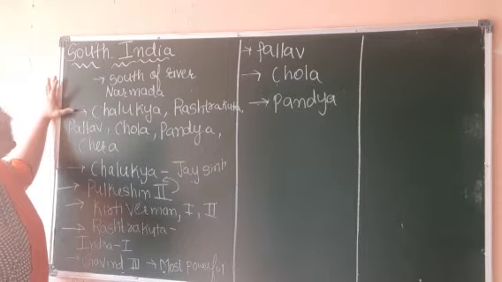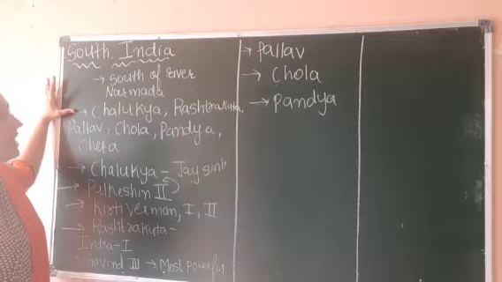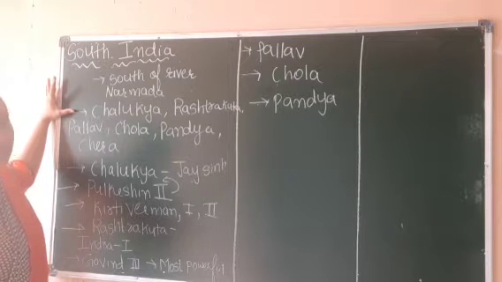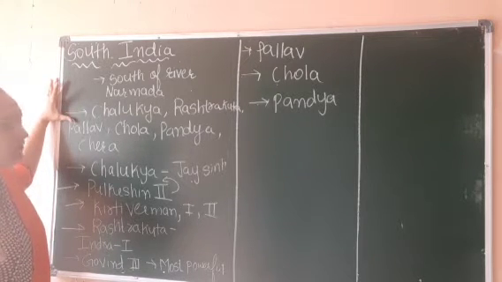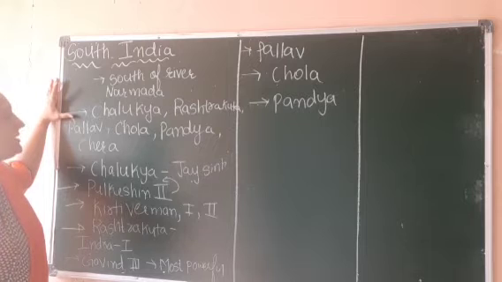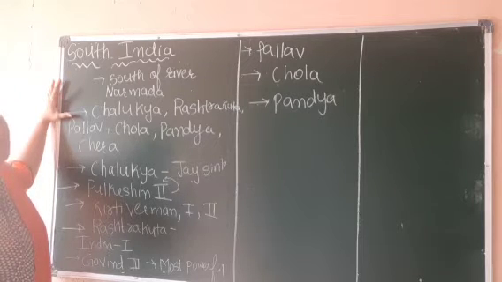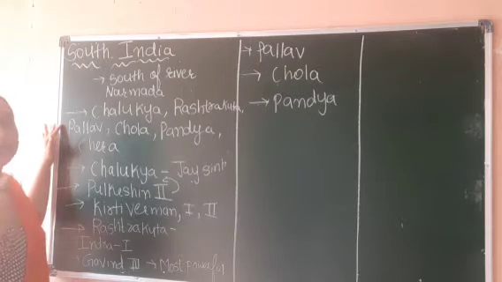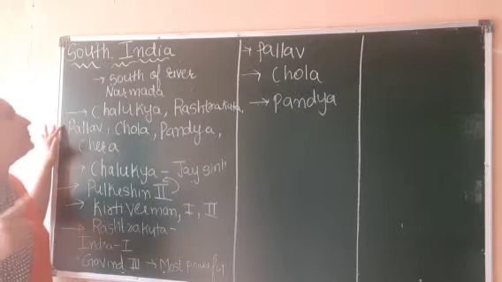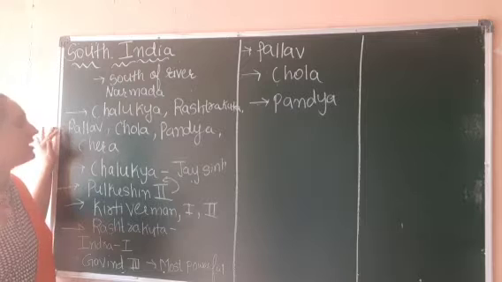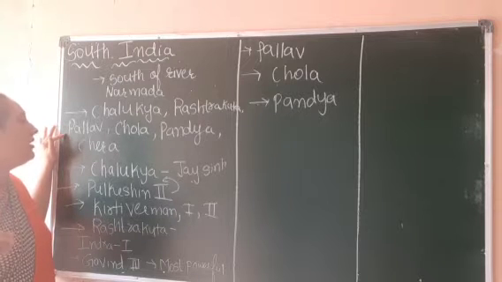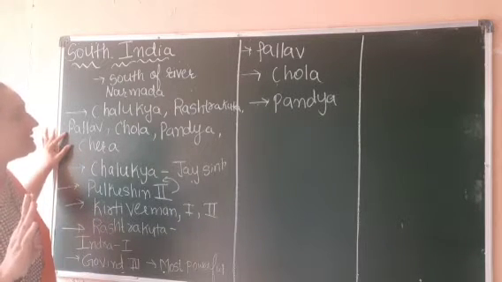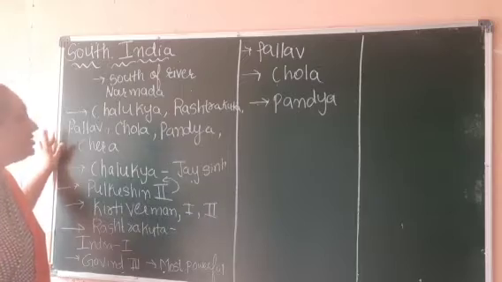Now the main dynasties of South India were the Chalukya dynasty, Rashtrakut dynasty, Pallav dynasty, Chola dynasty, Pandya and Chera. Again I am repeating, we are going to learn about all these dynasties in detail now. Chalukya dynasty, Rashtrakut dynasty, Pallava dynasty, Chola dynasty, Pandya and Chera.